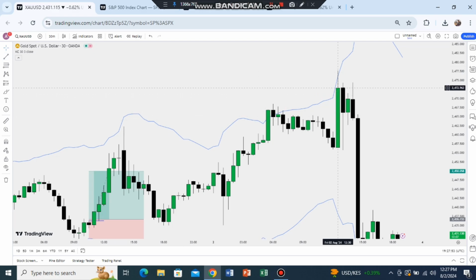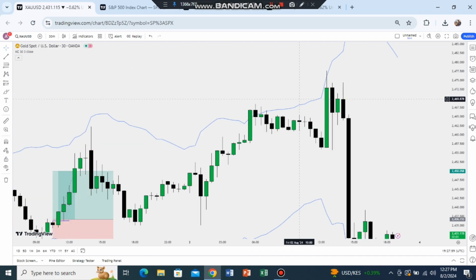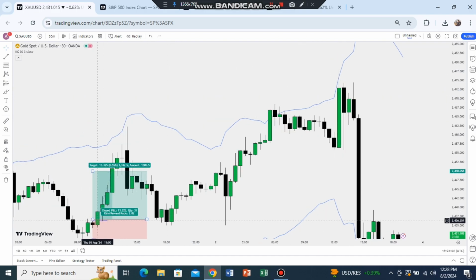So you can see that the first condition is met. This candle has touched this indicator. Now, in this case, we were looking for a bullish candle. And in this case, we will look for a bearish candle. And you can see we got this bearish candle, okay? First we got this one, then we got a bearish candle.